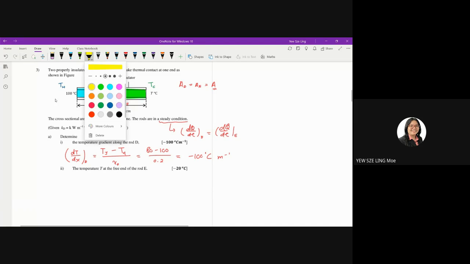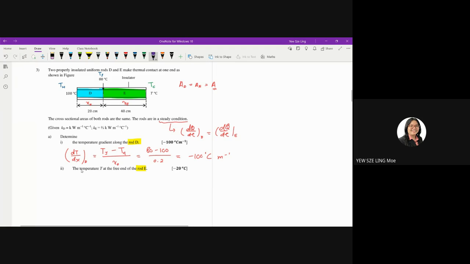When it comes to these joint rod questions, you need to identify which one is your object, which rod you are looking at. For instance, question 1 is talking about rod D, and question 2 is talking about rod E. So you have two different rods in two different questions, and you have to be extra careful. Now let's look at question 2.